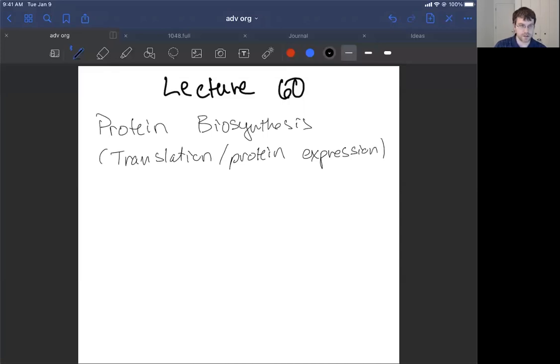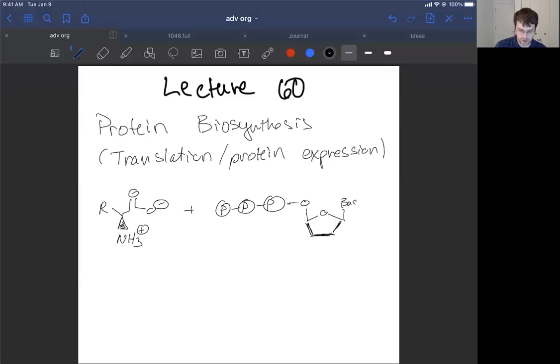Okay, so we have an amino acid. What are we going to do with it? Let's draw our amino acid as a zwitterion. And we're going to react this amino acid with ATP in an adenylation reaction. Well, what's an adenylation reaction? It's adenosine triphosphate. Here we're going to take ATP and do an adenylation reaction.